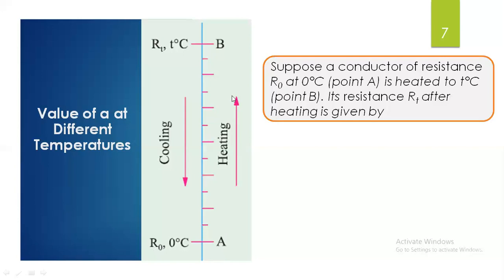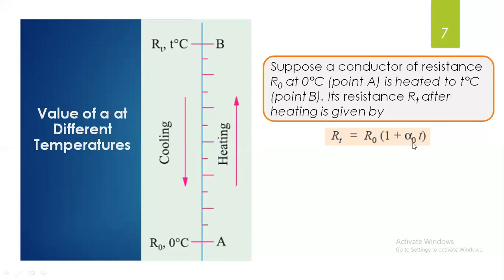Referring to this figure, we heat that conductor to T degrees Celsius, and then the resistance will be RT. After heating, the resistance RT can be given as RT is equal to R0 into bracket 1 plus alpha 0 into T. This alpha 0 is nothing but the temperature coefficient of resistance at 0 degrees Celsius.